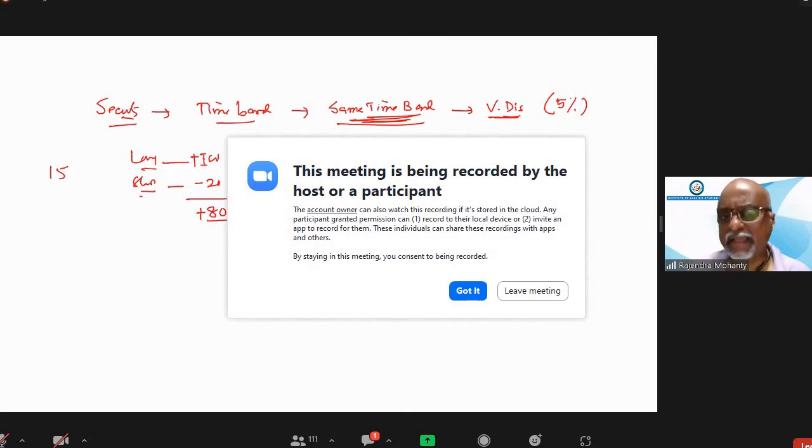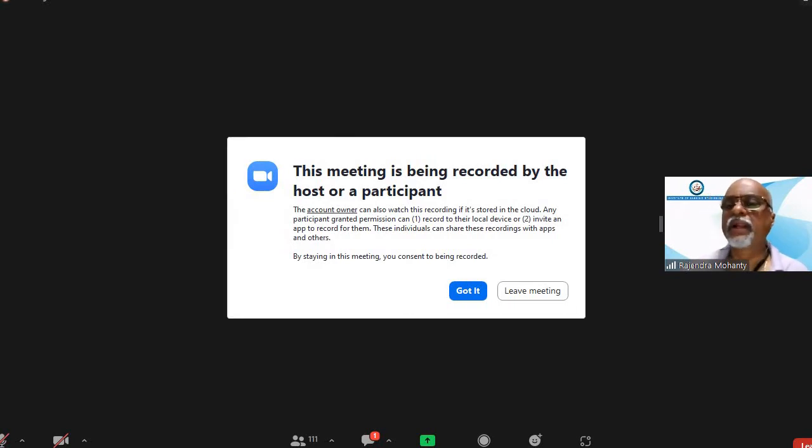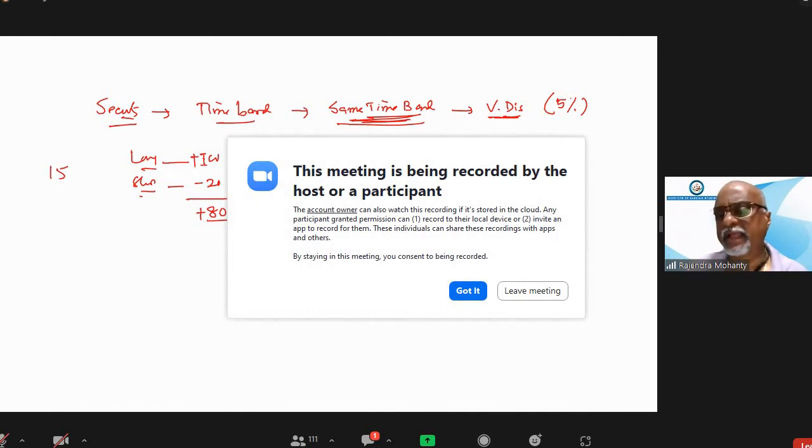After doing this vertical disallowance, wherever same time bands are applicable, then we go for different time bands. It is between different time bands where horizontal disallowance will be applicable. For that, these 15 time bands are divided into 3 zones again: Zone 1, Zone 2, Zone 3. I will show you the table how this is done. So these time bands are divided into 3 zones.